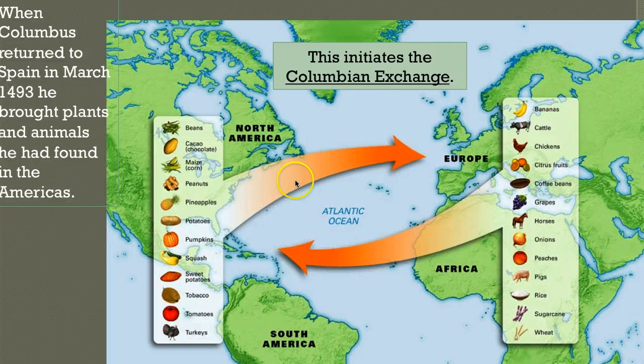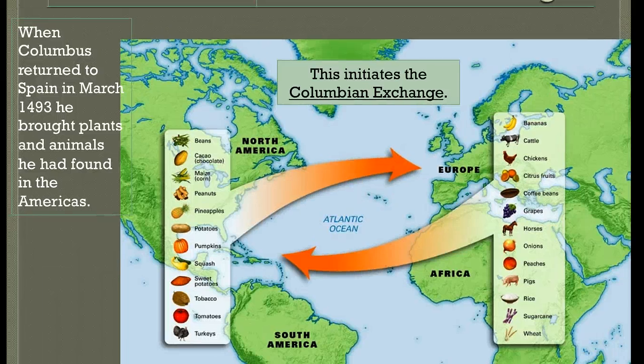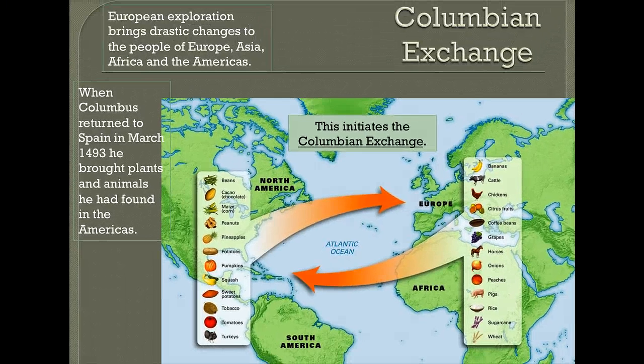This little diagram shows a nice, neat thing. We see the different plants and animals that come from the Americas and head to Europe and vice versa. And it's interesting to note that people in the Americas had never seen cattle or horses or pigs, and people in Europe had never had sweet potatoes or turkeys or peanuts or beans. And so the Columbian Exchange shouldn't be taken lightly. I mean, this truly makes the world an interconnected place for the first time.